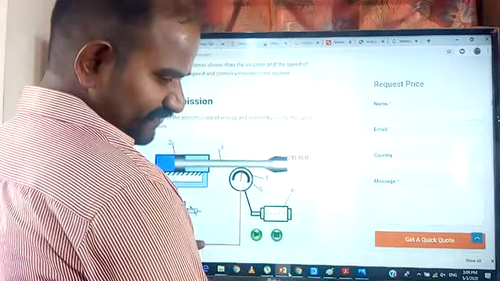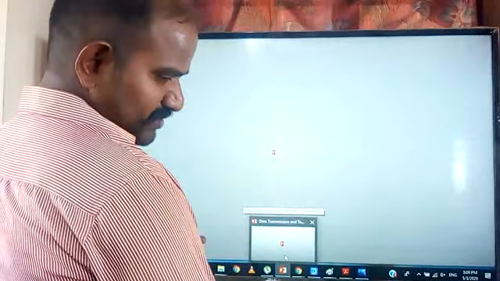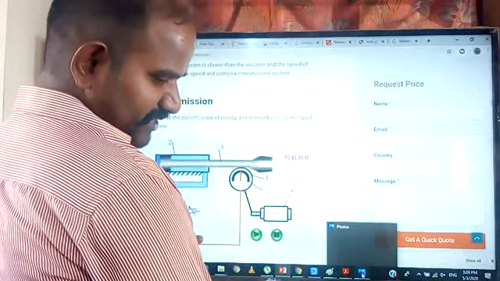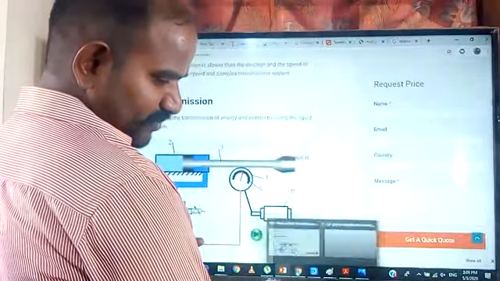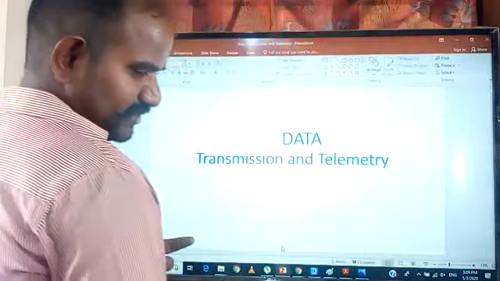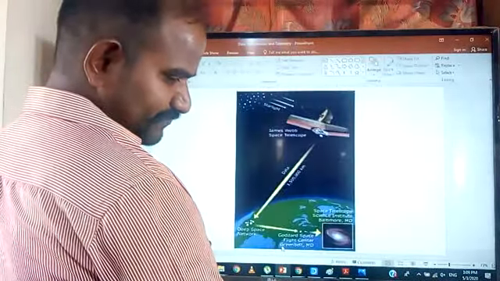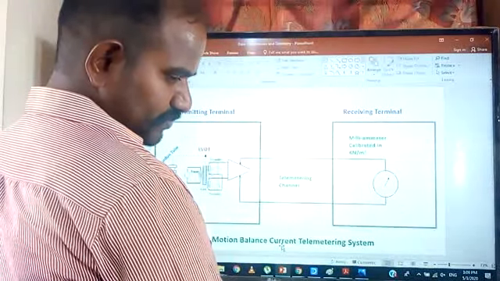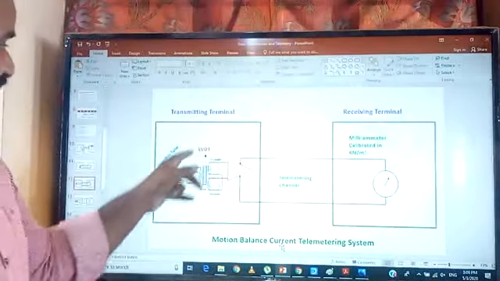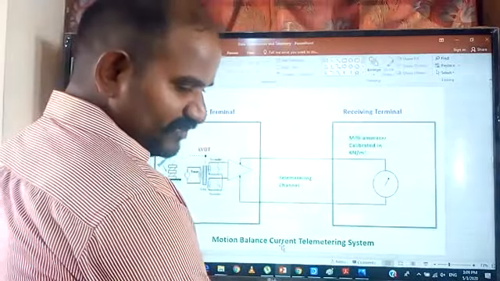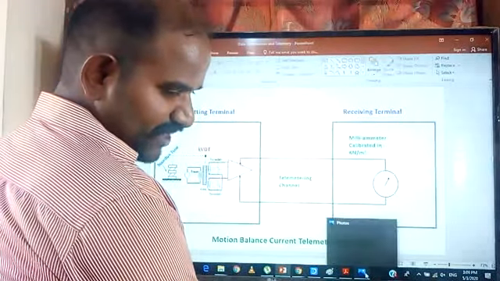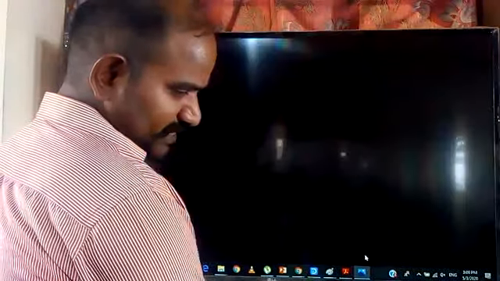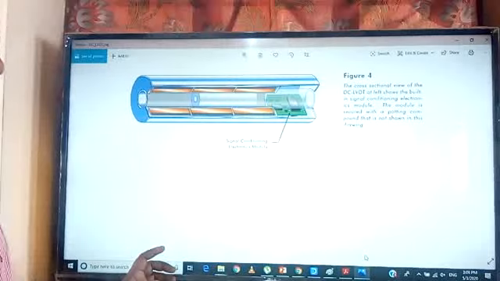So we're in the discussion of the motion balance current telemetry system. In that, we used the LVDT concept. Here we are using the LVDT now. If you want to check how the LVDT converts the displacement value, the length, the position value into the electrical signal, we have seen this explanation.